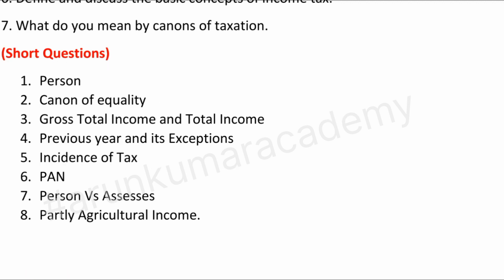Coming to short questions, these are the important short questions. We can expect any two short questions from this, like define person, then canon of equality, gross total income and total income, then previous year and its exceptions, then incidence of tax, PAN, then person versus assessee, then partly agricultural income. So these are the most important short questions.